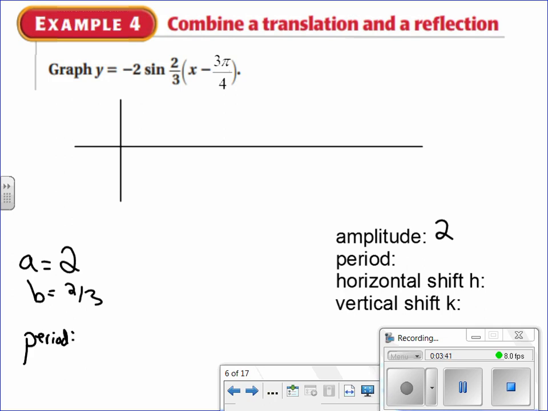This is a little complicated. Our period formula is 2 pi over B. Yikes. We're dividing by a fraction? Good thing we remember how to do that. That's why they multiply by 3 over 2. Good, they do remember. 6 pi over 2. So 3 pi is our period. Good thing we did all those tangents last chapter, huh?